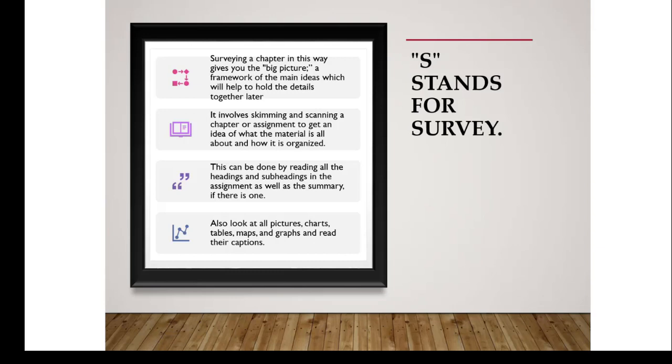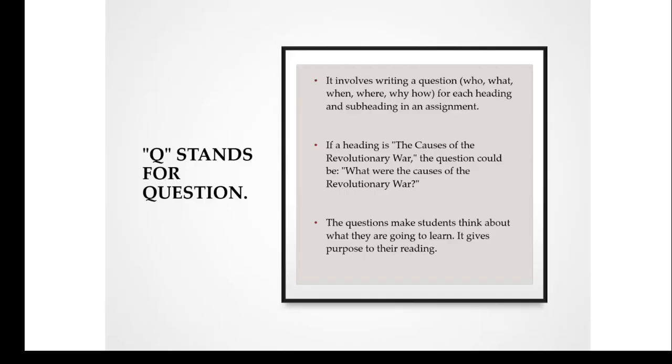Okay. The next step, once you've surveyed and seen that this article is actually relevant to your assignment, your upcoming exam, your test, your topic, is to question, right? So the Q in the SQ4R stands for question. Here you want to write the questions who, what, when, where, why, and how for each heading. So here you start to engage with the text. For example, if the heading of the article says the causes of Revolutionary War, you want to ask, what were the causes of Revolutionary War?